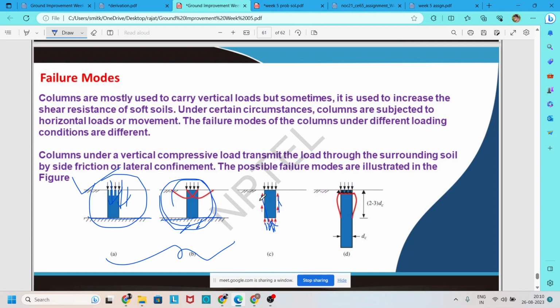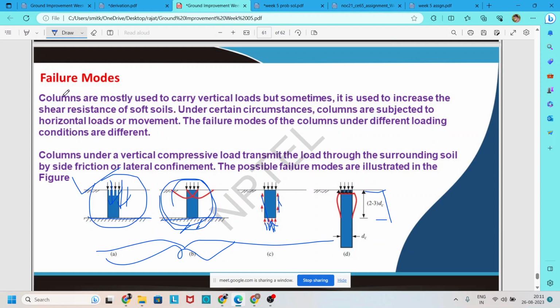And the last one, also when there is no hard stratum, is called bulging failure. This happens when the column is too long. There is some bulging after applying the load. This bulging is confined up to a depth of 2 to 3 times the diameter of the column. So these four types of failure happen.